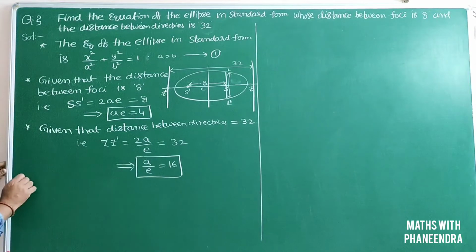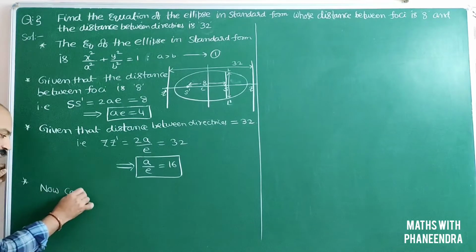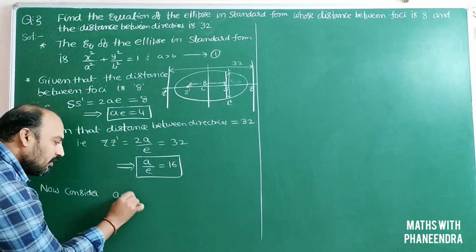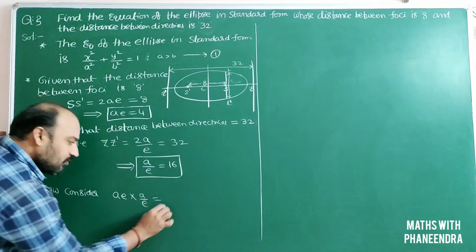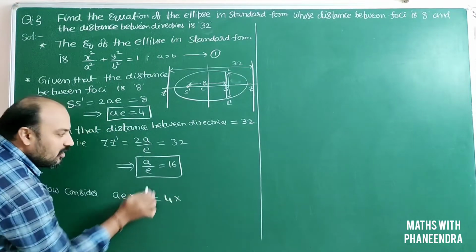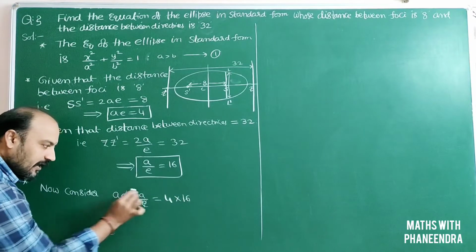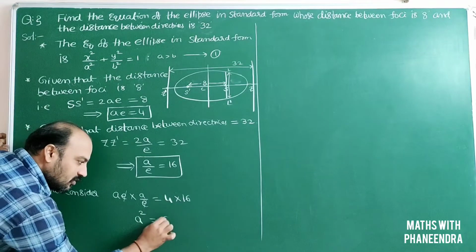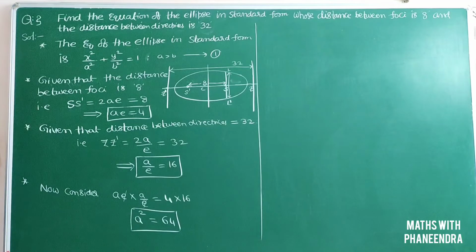So now consider ae into a by e. The ae value is 4, into a by e value, which is 16. So e gets cancelled. a into a, a square, is equal to 16 fours are 64. So the a square value we got.